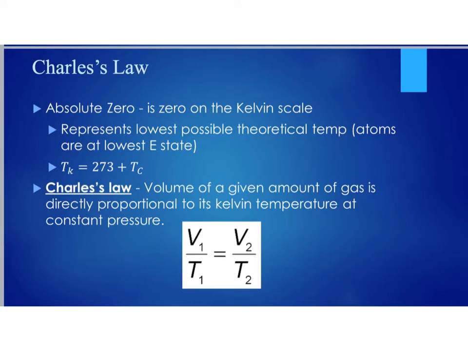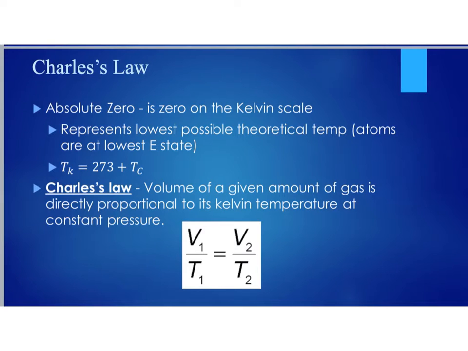This represents the lowest possible theoretical temperature, or in other words, it's when the atoms are at their lowest energy state. And if you recall, if you want to find your Kelvin temperature, you're going to take your Celsius temperature and add 273 to this.